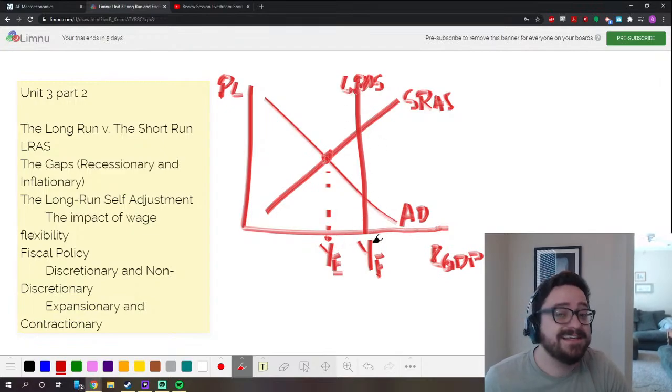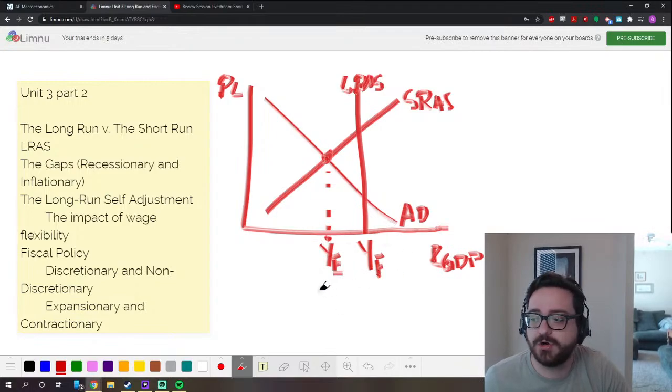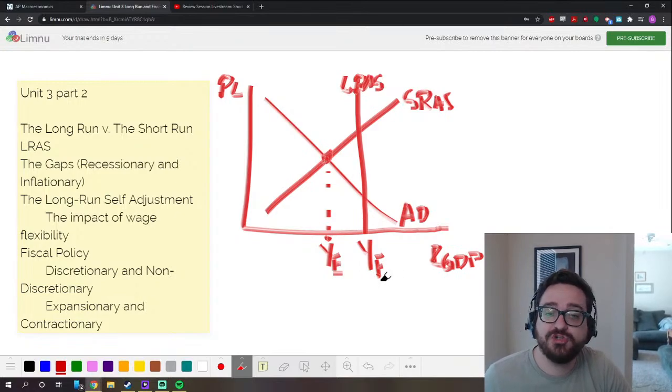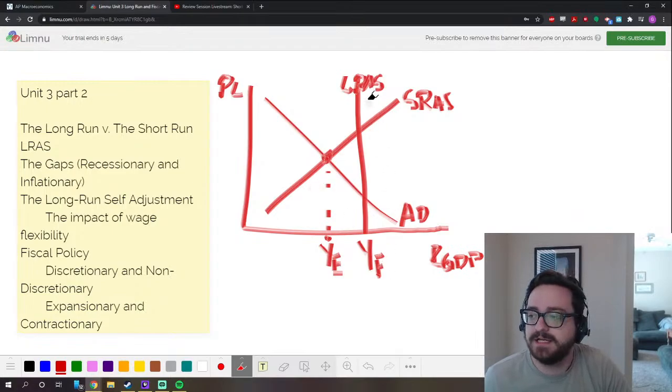This, YE, is less than YF, right? Whatever numbers are here, how x-axes work, is that whatever number is here is less than whatever number is here. Say my current GDP is 500 billion, and my full employment level of production is 700 billion. That means I'm 200 billion below where I'm supposed to be. That's why it's a recessionary gap, because recessions appear at a time where your GDP is too low. Oh, too low in reference to what, if you're asking? It's too low in reference to full employment.